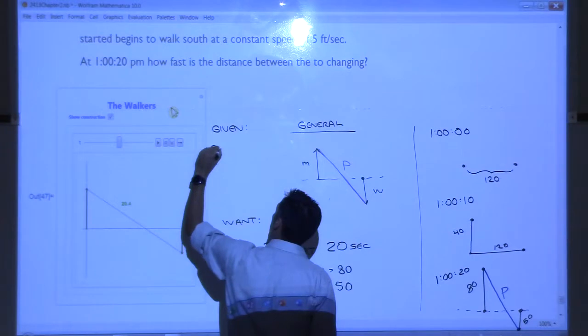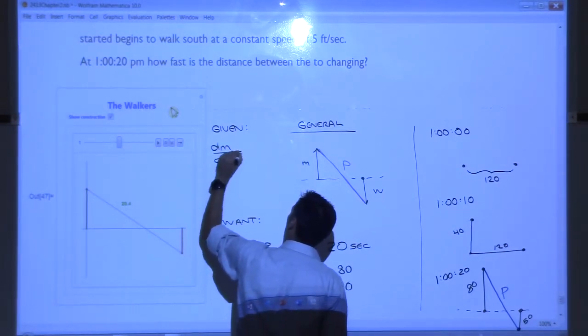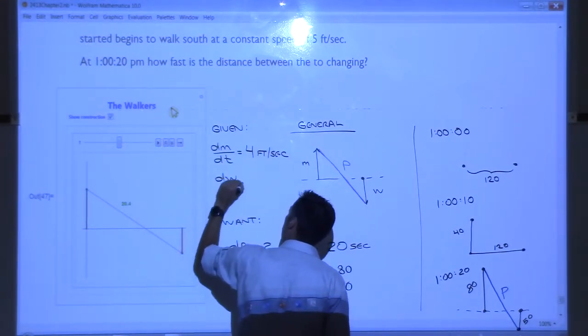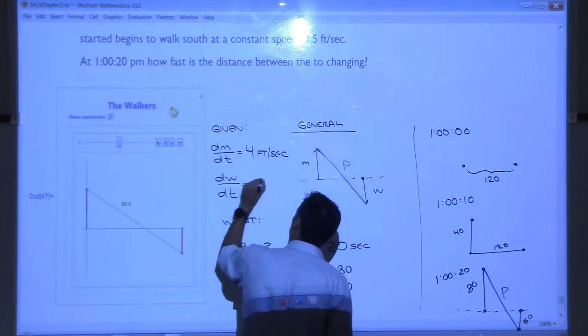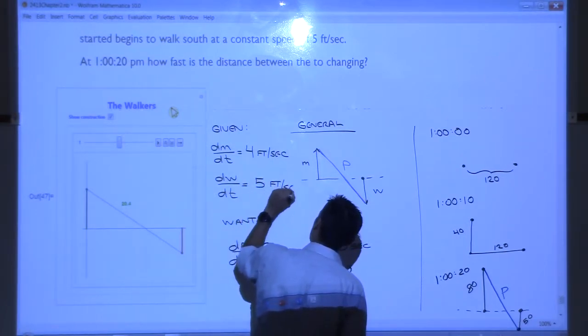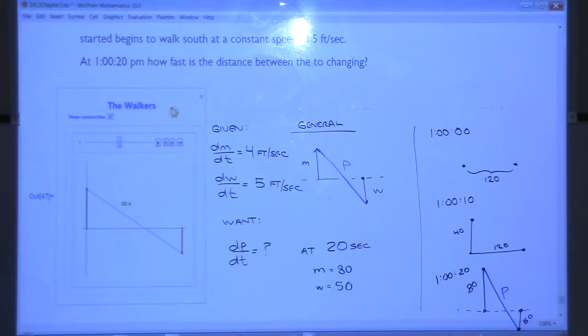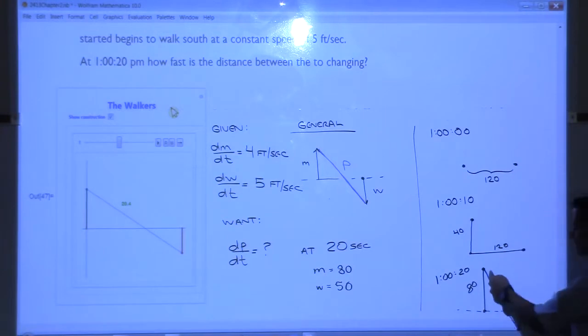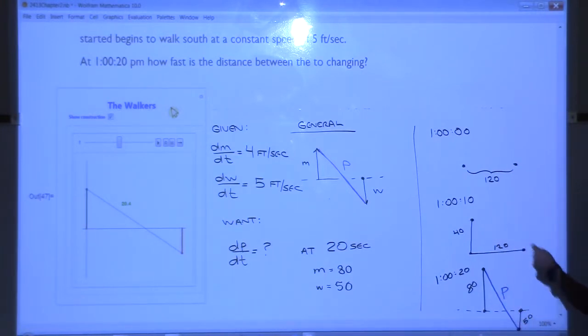dM/dt, how fast the man's walking, that's 4 feet per second. And then how fast the woman is walking, 5. So is it going to be 5 or is it going to be -5 this time? Why is it +5? Yeah, because the distance between them is growing, right? If you put -5, that would mean she's walking with him, which is kind of strange, but he would be going like this and she would be catching up to him eventually because she's walking faster than him, or catching up side by side.